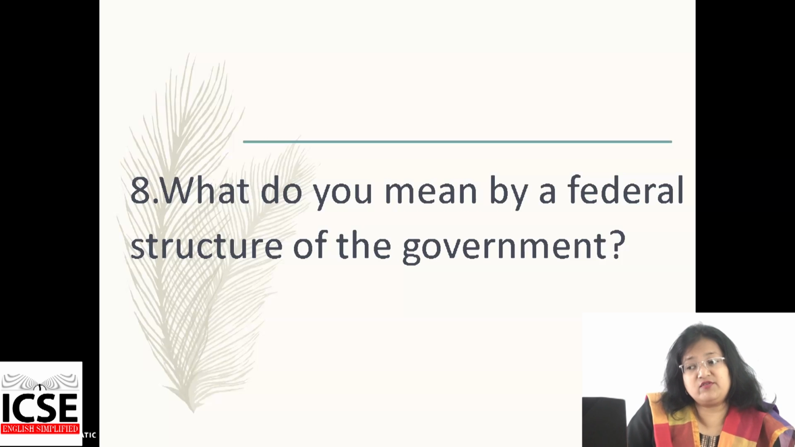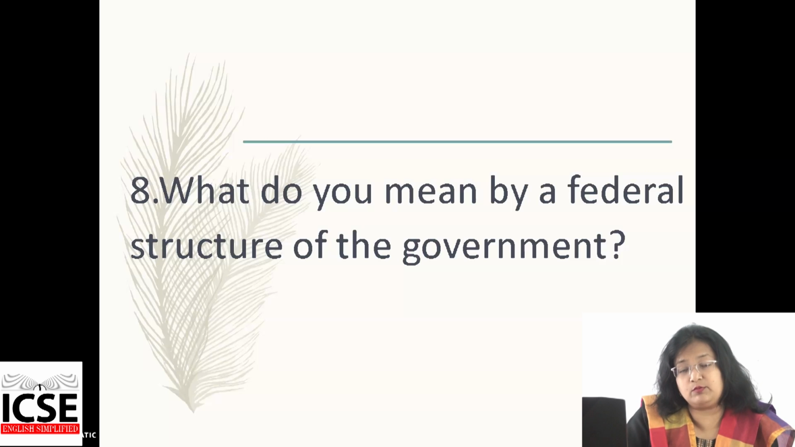What do you mean by a federal structure of the government? Simply, federal structure means there are 2 levels of governance. We have a state government and a union government. However, we have a federal government, but it is federal in structure but unitary in spirit, which means that if there is a dispute between the center and the state, it is the will of the center that will prevail.